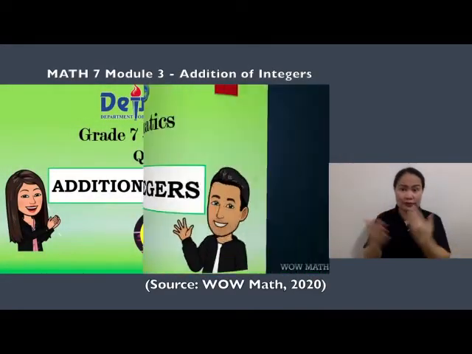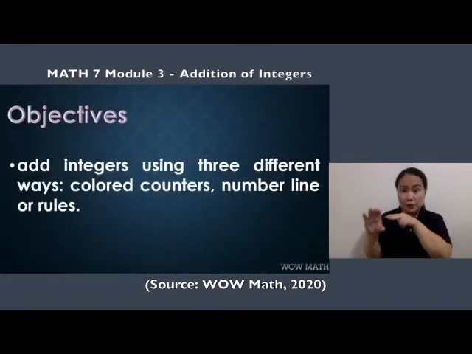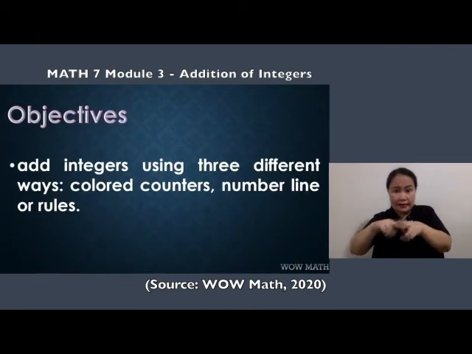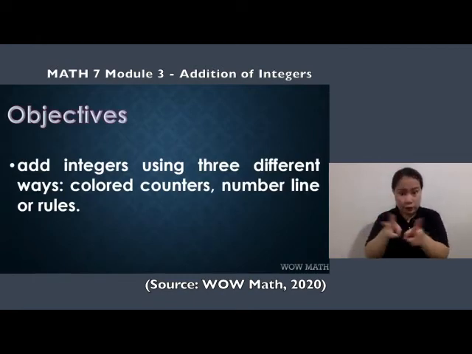Hello everyone! In this video, we will add integers using 3 different ways or methods. First is by using colored counters. You can make use of number line or the rules itself.